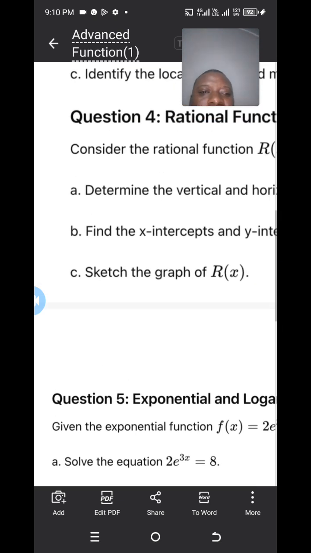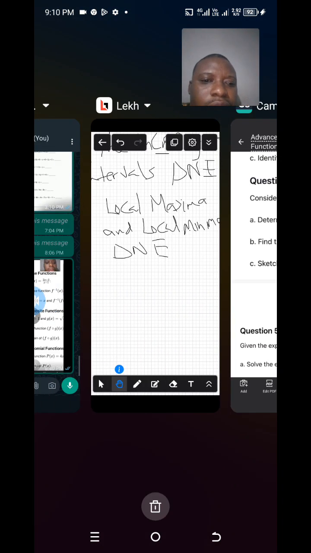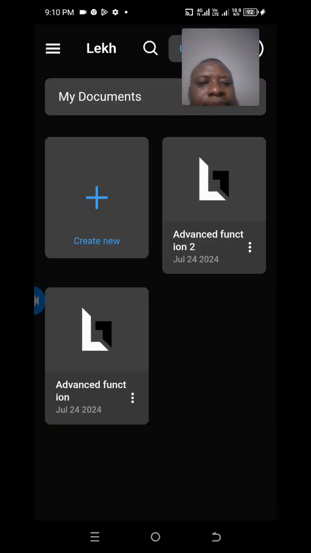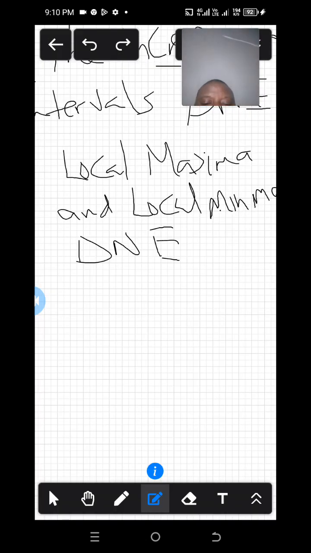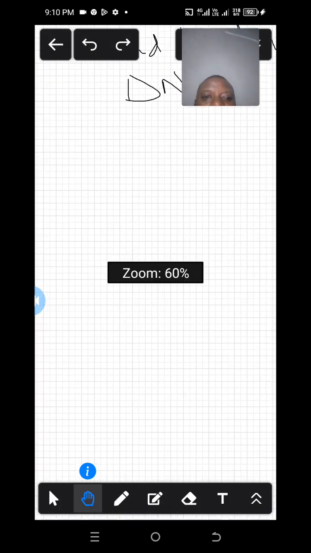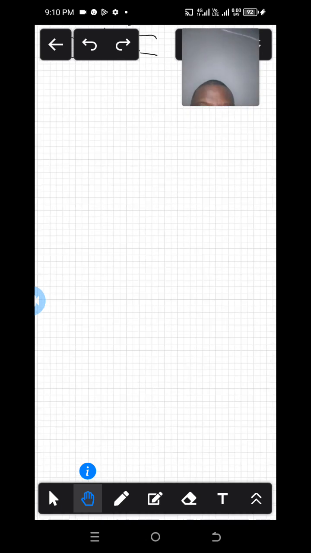Let's go to the board and see what to be done. Okay, so vertical and horizontal asymptotes. Some people always think that when we have vertical asymptotes, it's talking about the y, while horizontal asymptote is talking about x. No. As we know, we have two types of asymptotes, which are vertical and horizontal.